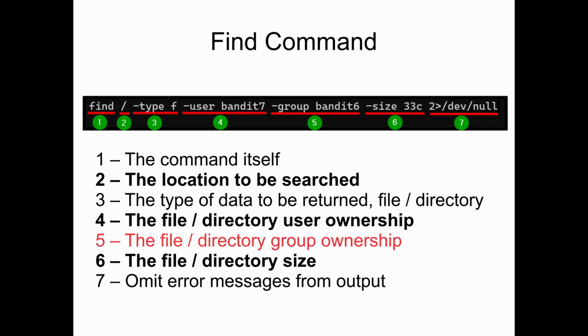Then the -group argument, which only returns files owned by the bandit6 group. Next is the -size argument, which restricts output to 33 bytes. The find command uses the suffix c to denote bytes. The last part of the command is a modification to our output to omit error messages by redirecting them to the /dev/null trash file.